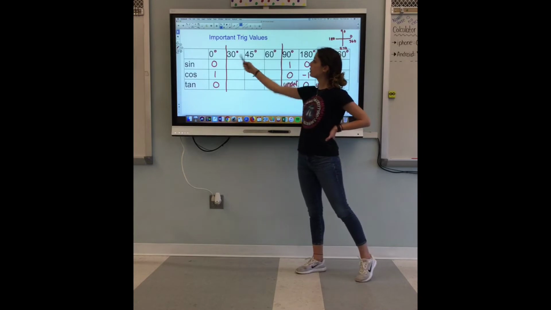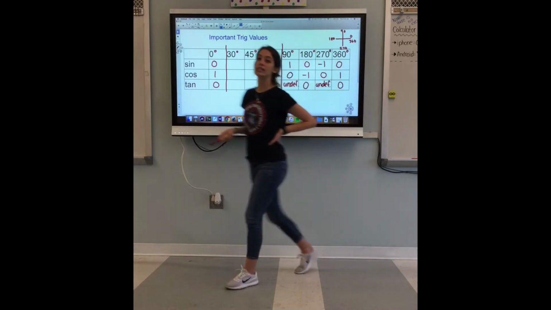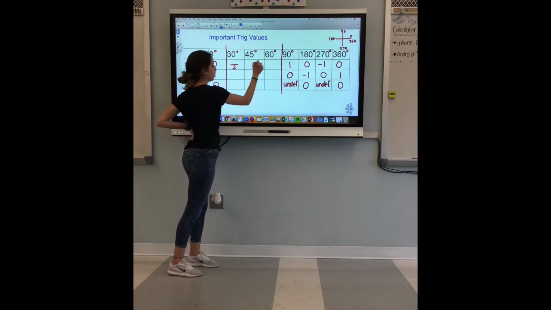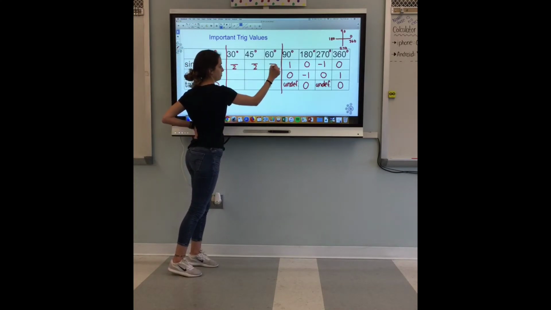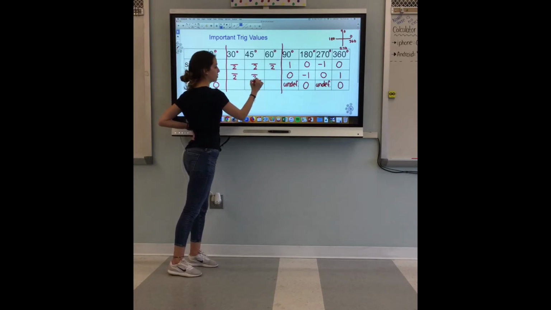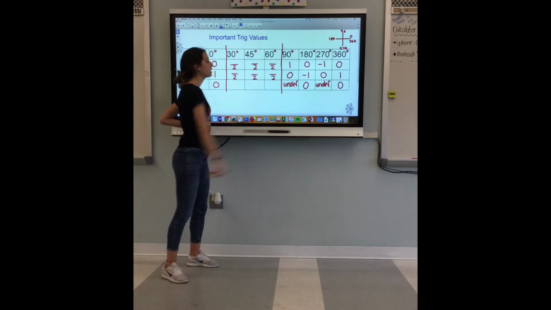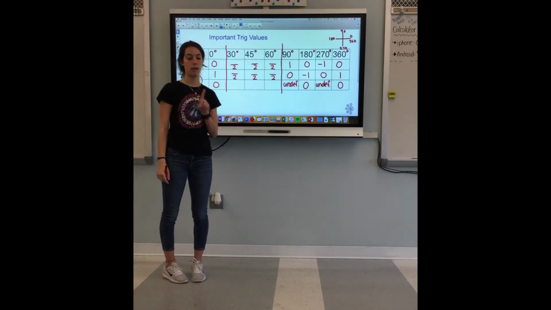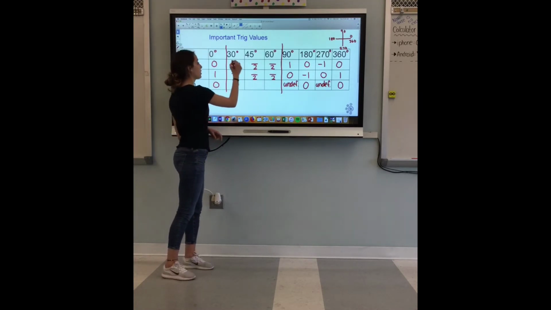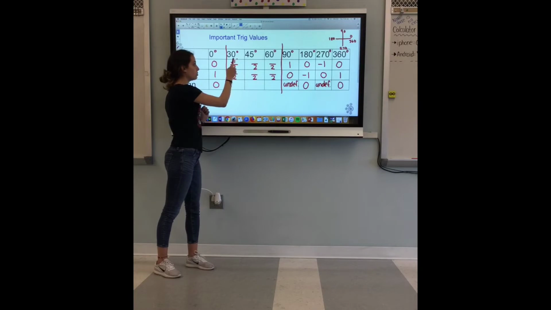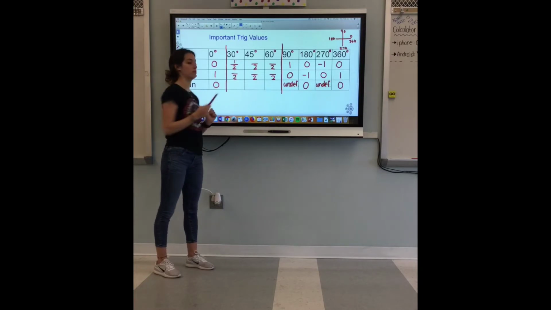Now, 30, 45, and 60 have a different type of pattern. Everything is going to be over 2, okay? for the sine and cosine. Now, we're going to use a 1, 2, 3, 3, 2, 1 pattern. So for sine of 30, it is radical 1 over 2. Keep in mind though, radical 1 is just 1.